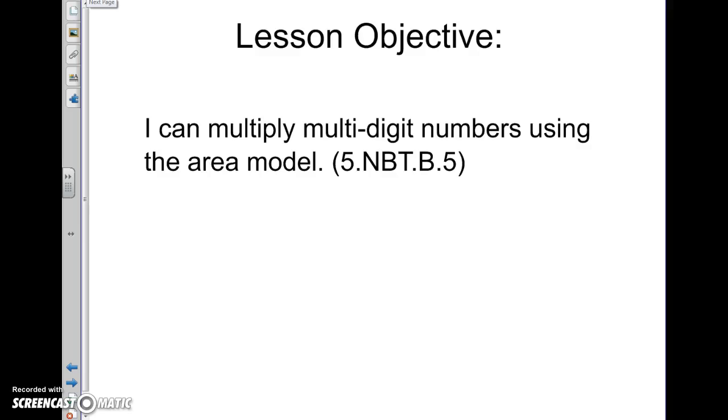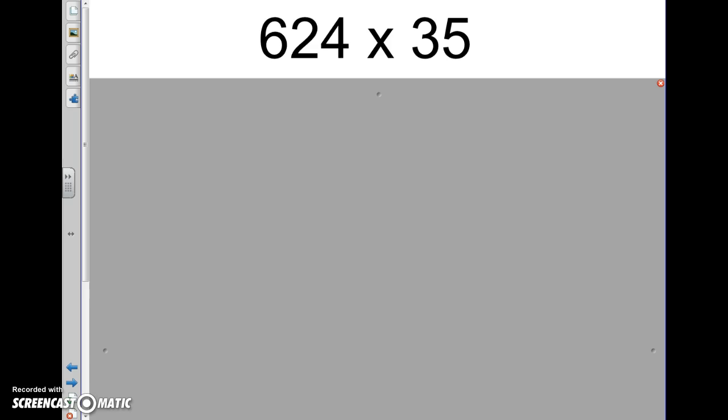Our lesson objective today: I can multiply multi-digit numbers using the area model. 5th grade standard NBT.B.5. Again, this is going to be a review, so we'll move through this somewhat quickly.